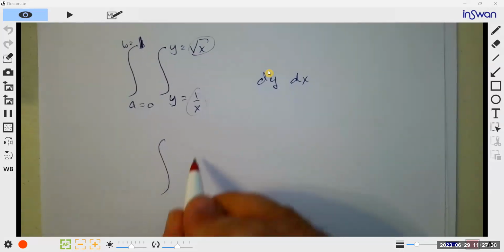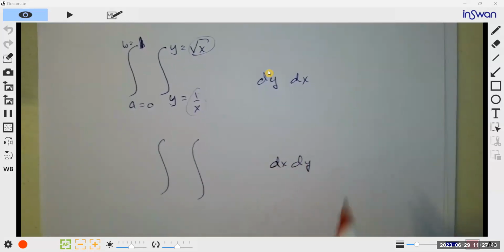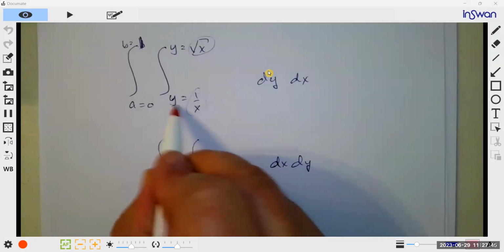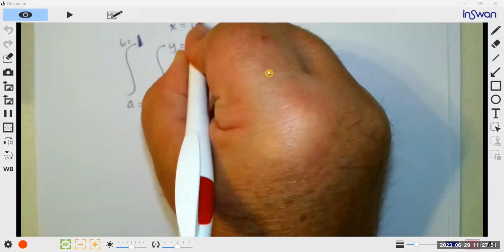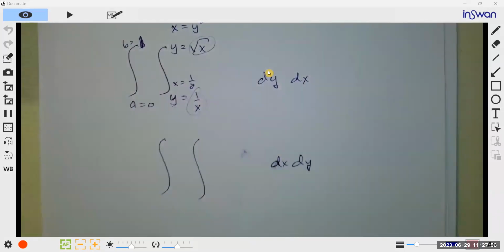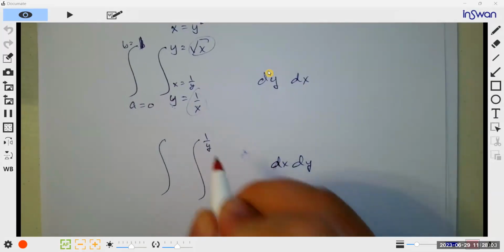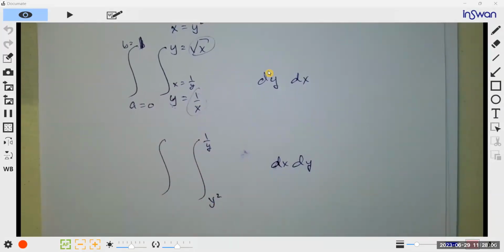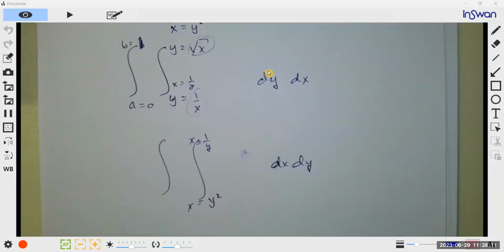Now this, when we switch them, solve for the other variable. So in this one, x equals y squared, x equals 1 over y. And then you look at which one's larger, which one's smaller. Because this is what x equals, and that's what we're taking the first one with respect to.